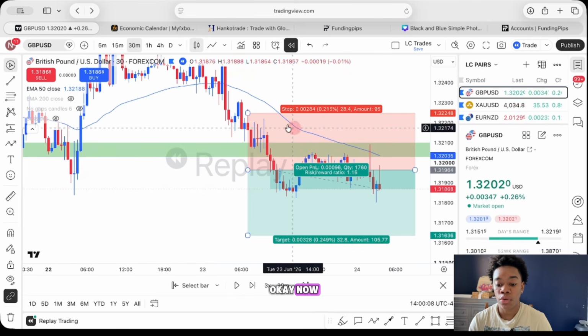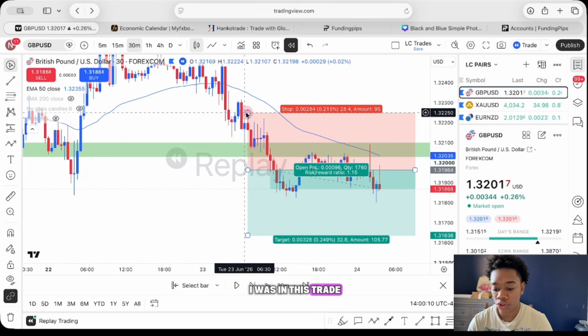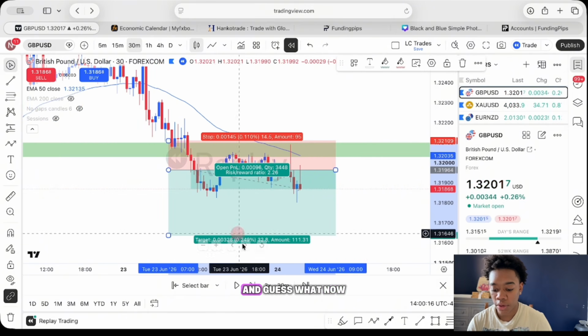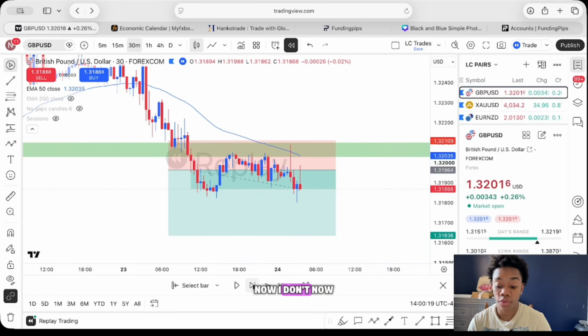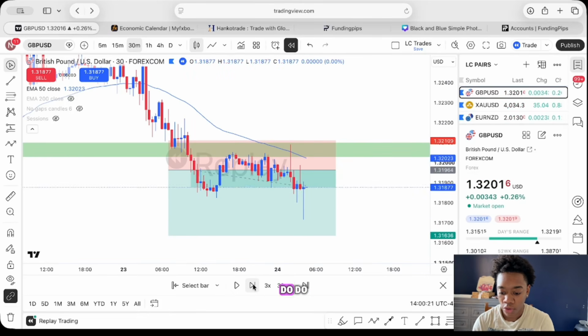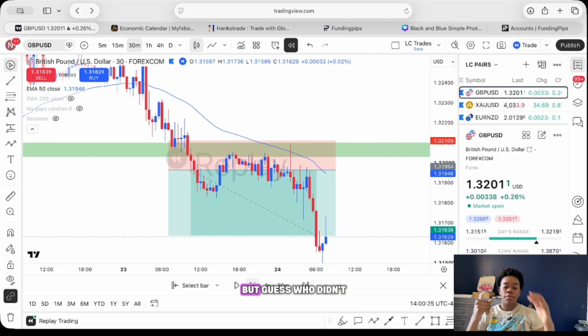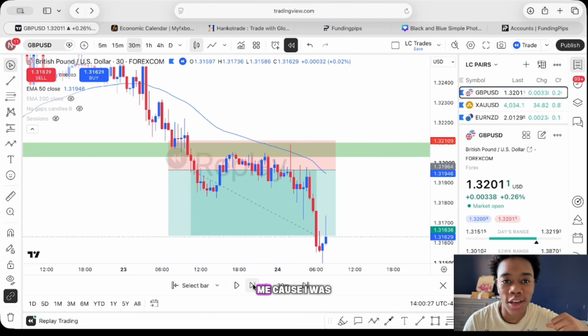Okay. Now if I was in this trade, I would have moved my stop loss right above that wick right there. Then we would have had a 1 to 2, and guess what? Now we're good to go. Now I don't feel as bad. Boom. Take profit hit, but guess who didn't hit that take profit? Me, because I was not in it.